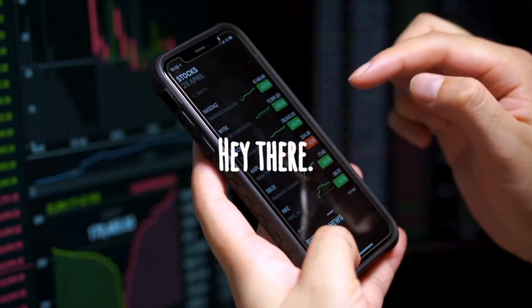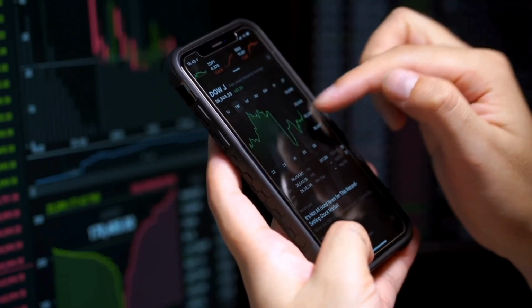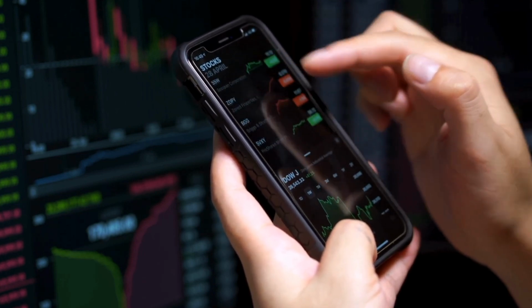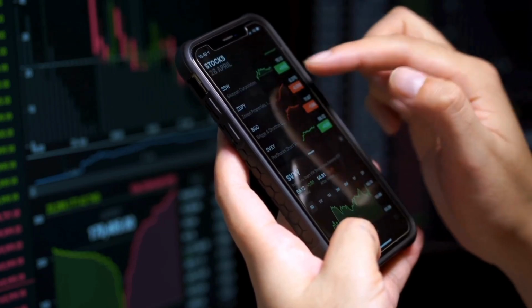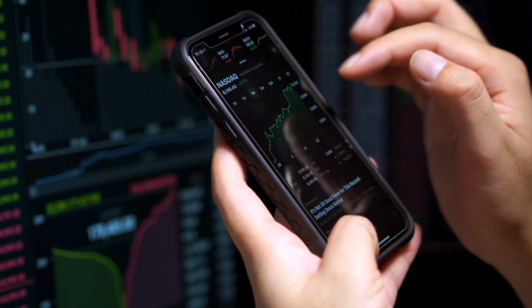Hey there, future traders. Want to dive into the exciting world of Forex trading? Whether you are looking to make extra income, this beginner's guide will walk you through every step to get started. So, let's jump in. What is Forex trading?